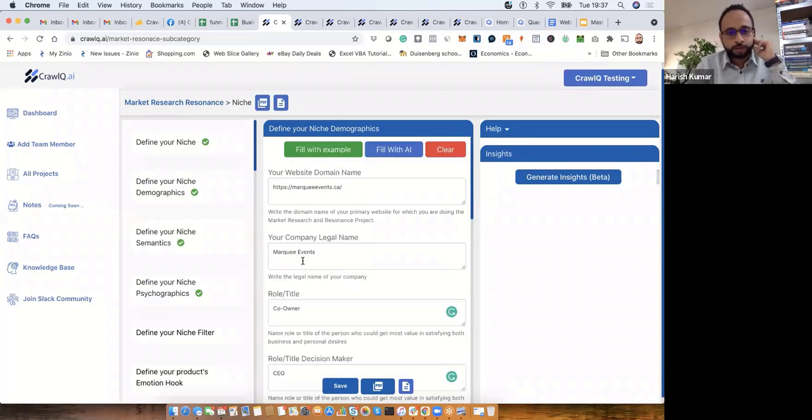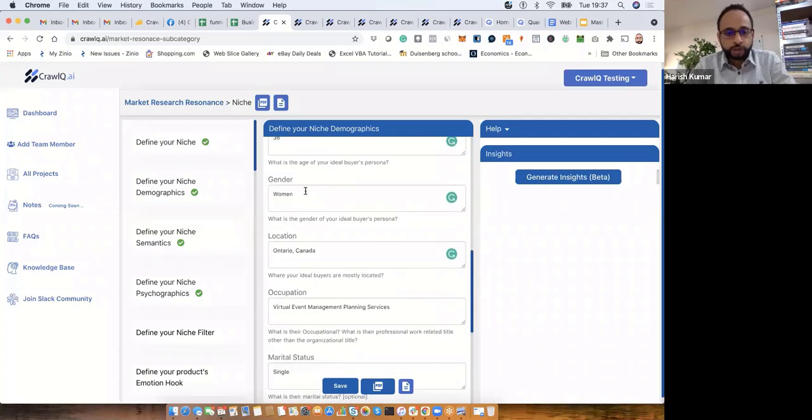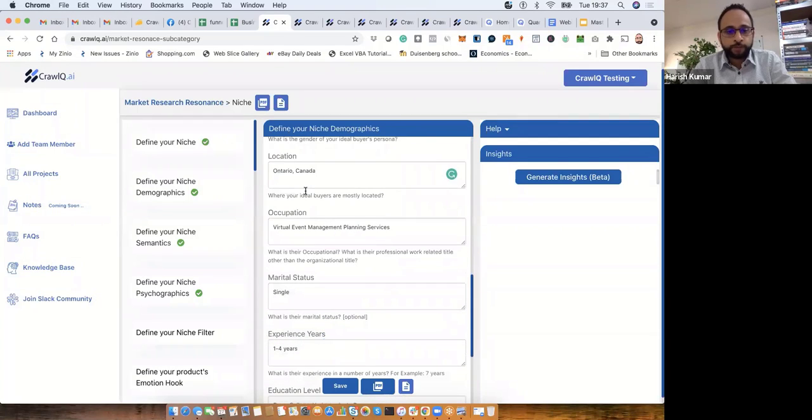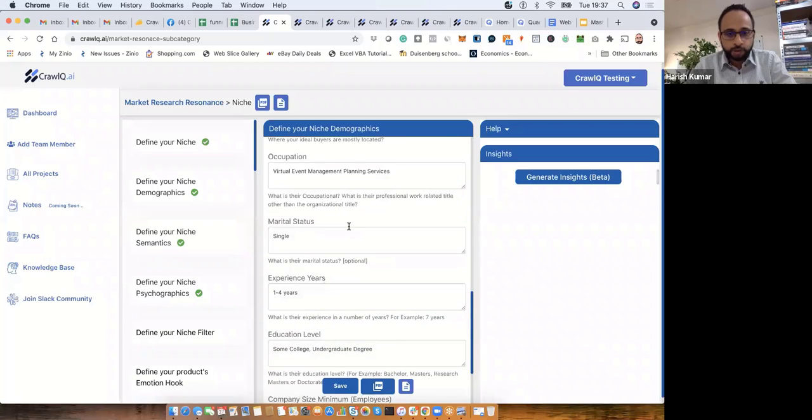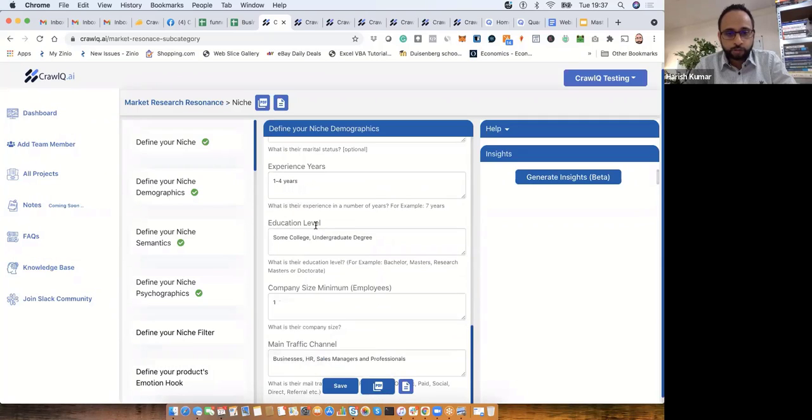Actually, this website and this whole thing that I did research on was an event organization company, a software which helps to plan online virtual events, right? So all this information is picked up automatically. An occupation, let's see, virtual event management planning service, marital status, experience, blah, blah, blah, education.